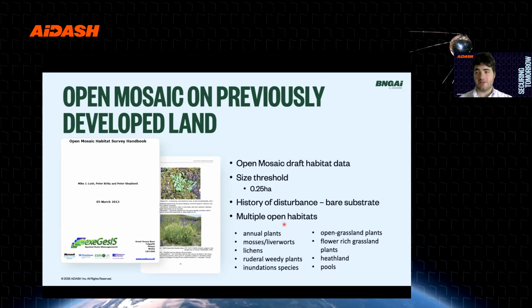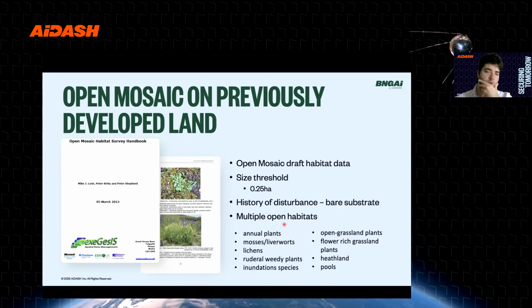And then in addition to that bare substrate, we'll need to have these open habitats, any of these different open habitat types. Annuals, open grassland plants, species-rich areas, species-poor areas, classified as different habitats for the purpose of assessing whether or not we've reached a mosaic. Heathland can be part of an open mosaic. Inundation species can. Water pools can be its own habitat. Weeds, tall forbs, lichens, mosses, annuals, etc. So there's lots of different things that can qualify as open mosaic habitats, and it's definitely worth keeping an eye out for those things and familiarizing yourself with the guidance if you're going to a brownfield site.